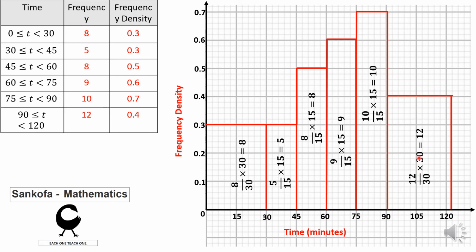So this is how the information is going to look when you represent it on your histogram. You can see that the widths of the rectangles are not the same, because the class intervals are not the same. So when we are looking at things like the modal class, we consider the one with the highest frequency density, and in this particular case it is between 75 and 90, which is referred to as the modal class interval.